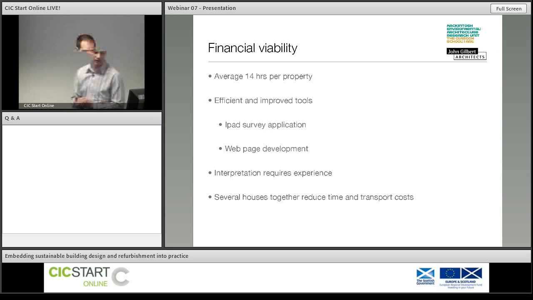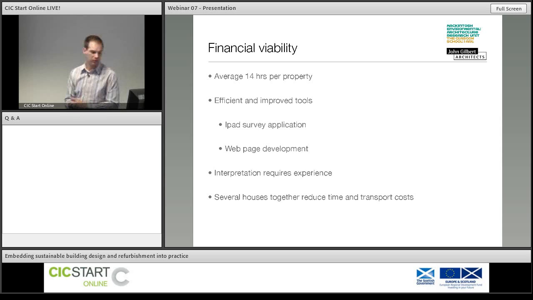Through this project, we've seen some ways we can make this more efficient, and I have Tim's lovely iPad here, and being able to do more of the survey data recording and putting it all into a form whilst you're on site. That obviously reduces the amount of time in the office, and also this web page we think is quite important for that. It standardizes the output, if you like, and allows you to transfer that to people a lot quicker after the survey's been done.